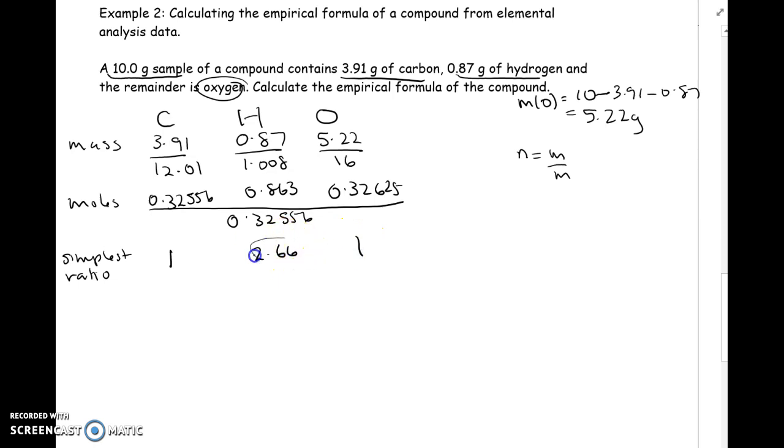Now this 2.66 is pretty close to 2/3, so I'm going to multiply the whole lot by 3, so this comes out to 3, 8, and 3. So my simplest ratio is 3:8:3, so my empirical formula is C3H8O3.